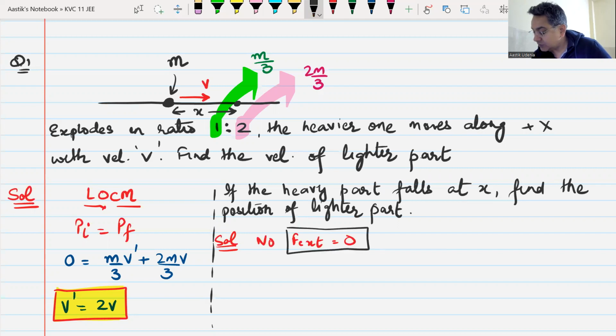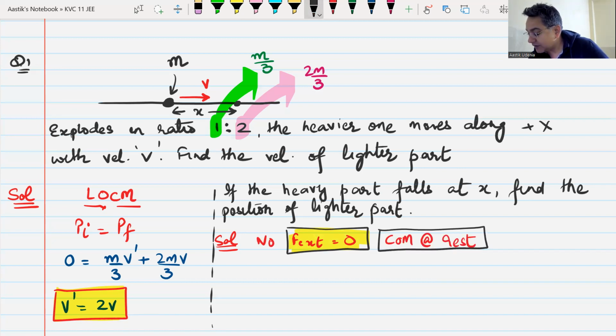Initially, the center of mass was at rest. The particle was at rest. So it will always remain at rest. It will not change its position.